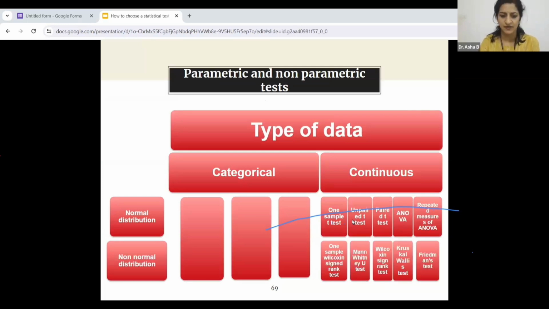If it is non-normal distribution, then we have an alternative. And if it is categorical data, there is no need for normality test. We have chi-square, Fisher's, McNemar's, and then Cochran's Q test.